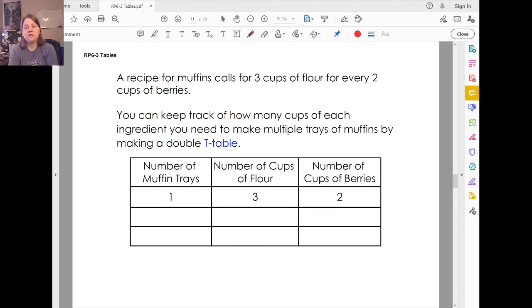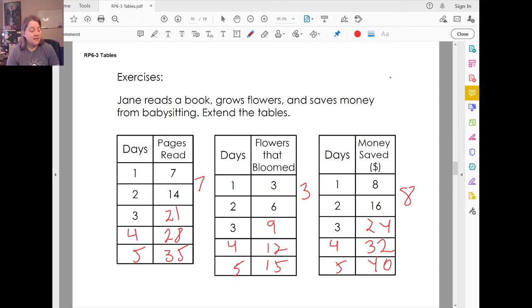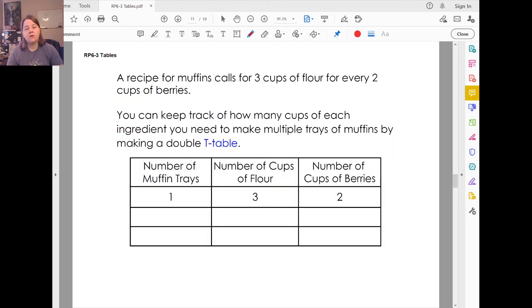A recipe for muffins calls for 3 cups of flour and 2 cups of berries. Oh my goodness. So if this increases every time, we're going to use a T-table the same as we did before, except this time we're going to have 3 columns that are all increasing and doing their thing. Number of muffin trays, 1, 2, 3. The number of cups of flour, well, that's going to increase by 3 cups every time. So 3, 6, 9. The cups of berries are going to increase by 2. So that's going to be 2, 4, 6.